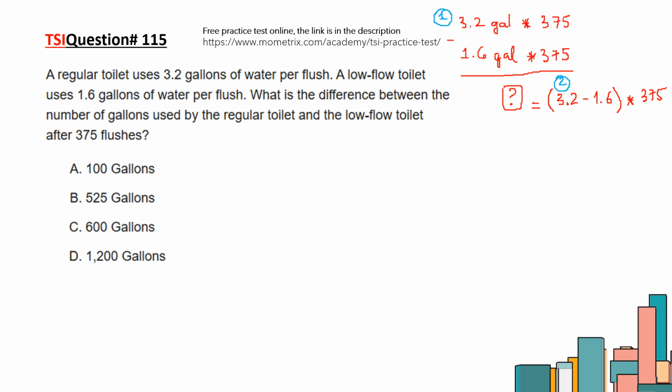Also, you can see that it's 3.2 and 1.6. That is half, right? 1.6 is half of 3.2. So you can also make a third way to solve the question by doing this. You take the 3.2 gallons, multiply by 375, then you divide by half. That still answers the question mark right here.